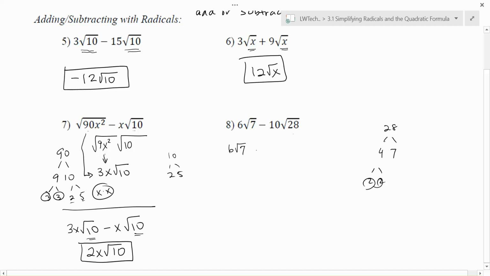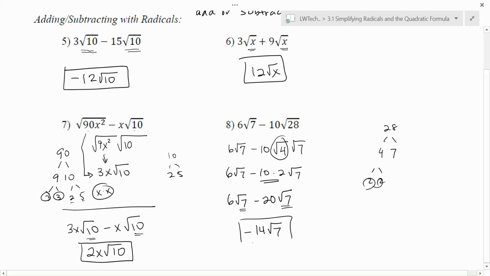So here I have 6 root 7 minus 10 times the square root of 28. I'm going to break the square root of 28 down into my pairs and my leftovers. And then I can take this square root here. The square root of 4 is 2. And now the 10 and the 2 are both outside the square root, so I can multiply those together. 10 square root of 28 simplifies down to 20 square root of 7. And now when I look at my expression, I do in fact have exactly the same thing inside of each of the square roots. So I can subtract the coefficients. 6 minus 20 is negative 14, and I have the square root of 7 left behind.